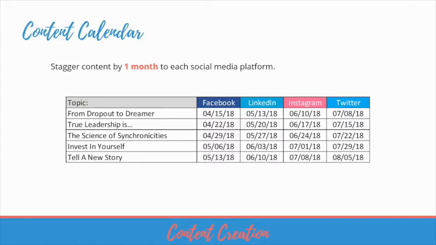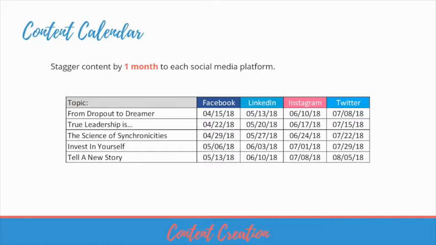So what you can see here is we've taken from Dropout to Dreamer, and this is going to go live on Facebook on April 15th. A month later on LinkedIn, it's going to be posted on May 13th. It's going to go on Instagram on June 10th. And then finally in July, it's going to go on Twitter. Then our next topic, which is another theme week, is about true leadership. That's going to go on the following week. It's going to go on Facebook, and then a month later on LinkedIn, and then Instagram, and then Twitter.